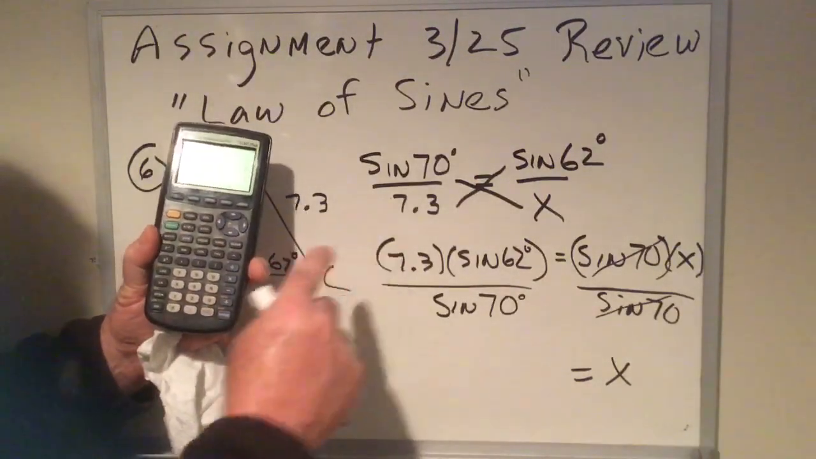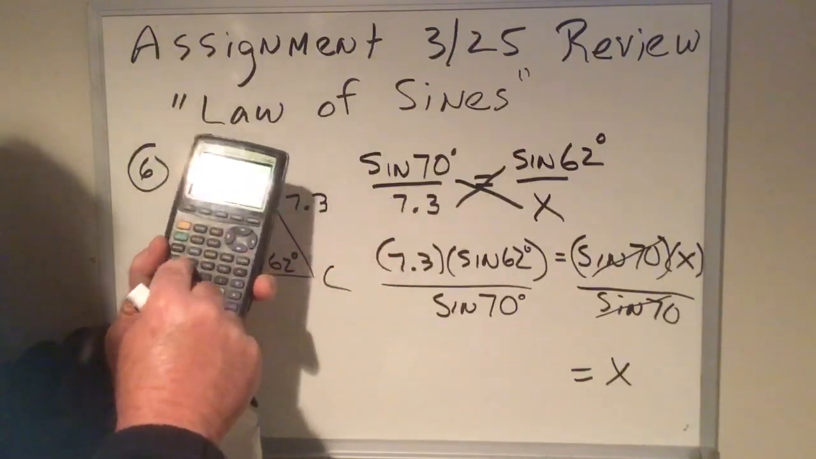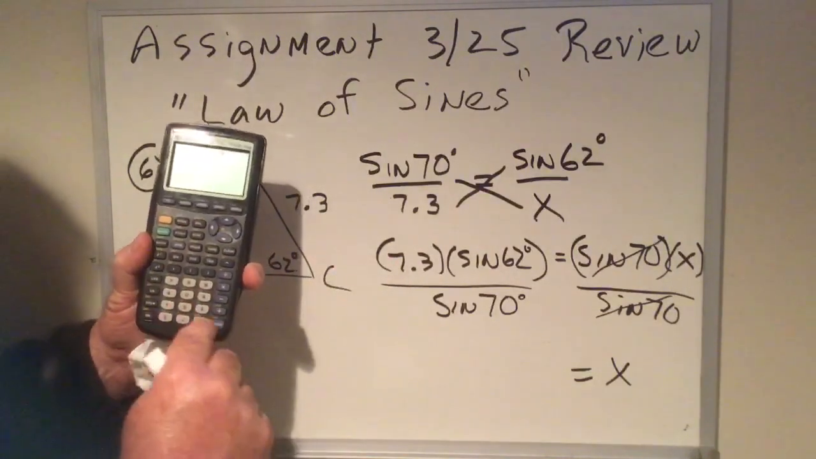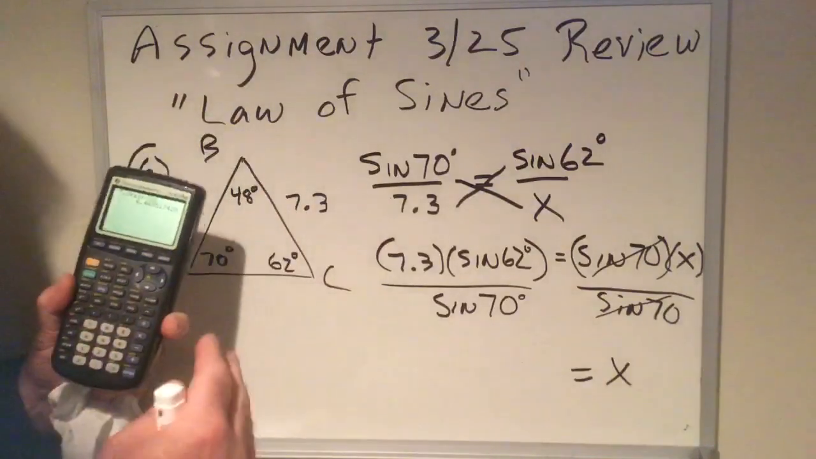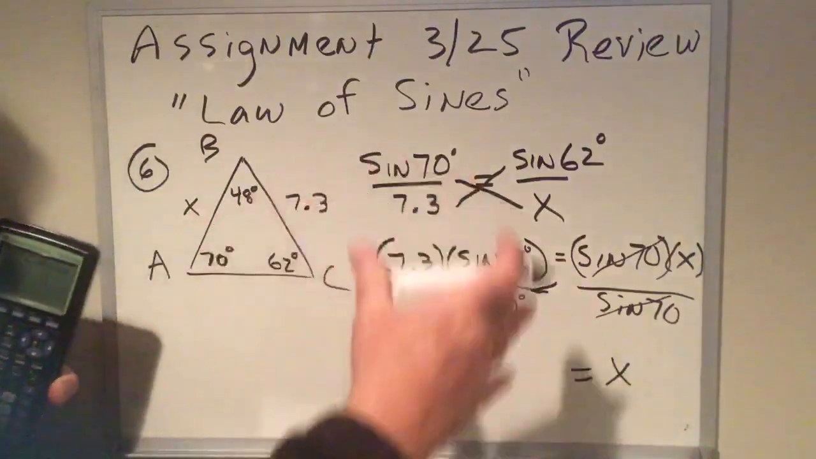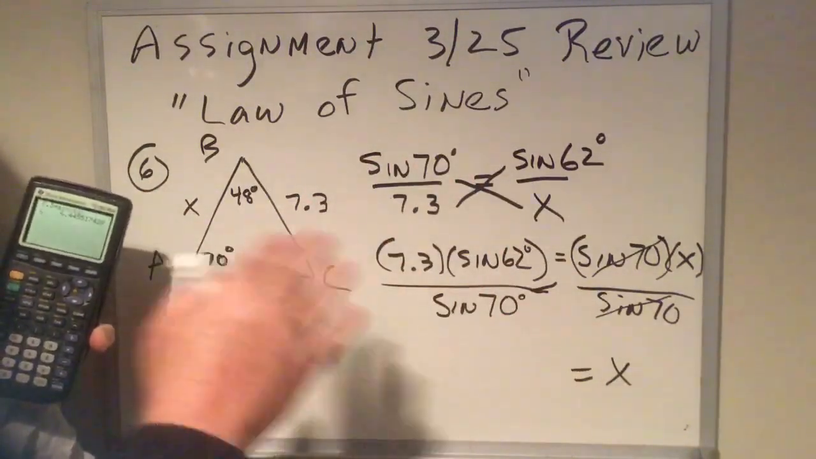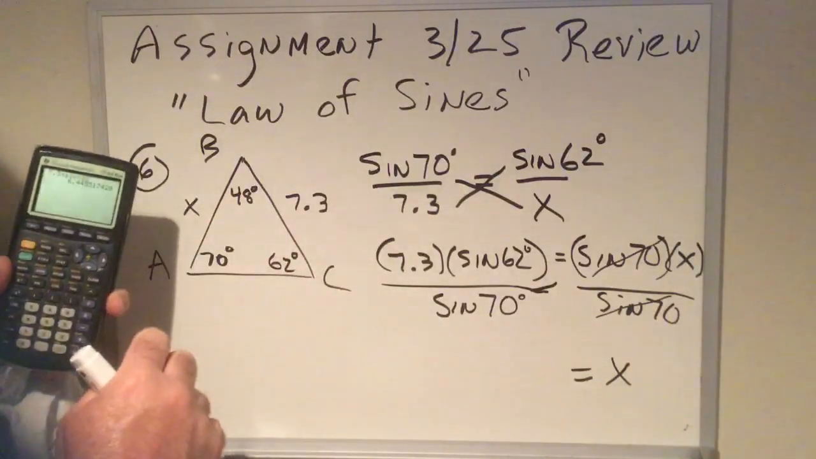And here's how I'm going to do it. I'm going to take 7.3 times sine 62, enter. Now, there's a number there, but I like hitting enter because depending on the calculator, I might have to put parentheses. Just do the numerator first.